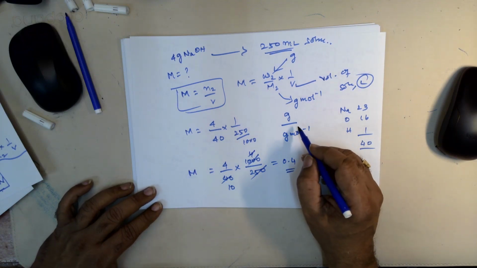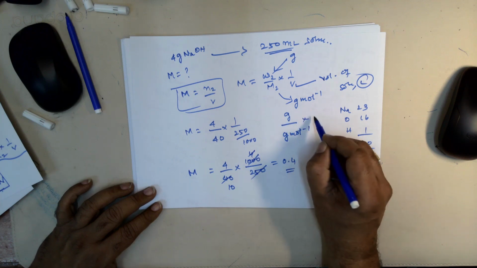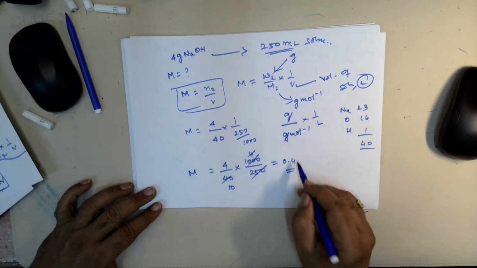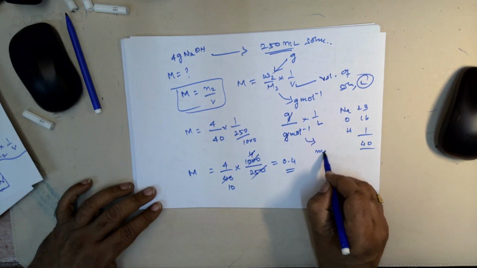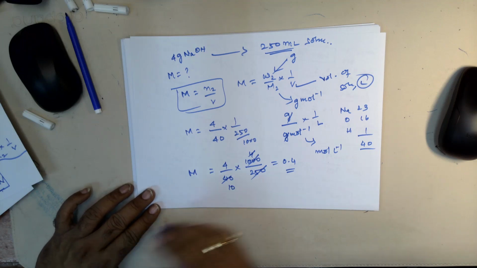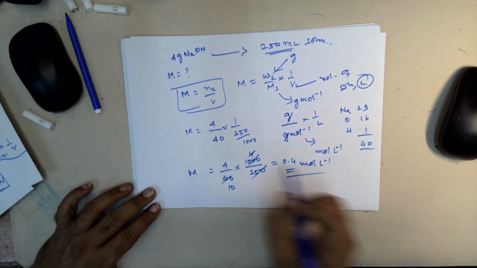And what is the unit here? Gram, gram per mole, and 1 by liter. So gram, gram cancel. So it gives you mole per liter. Do you understand this? So you have to declare this as mole per liter. Okay, got it?